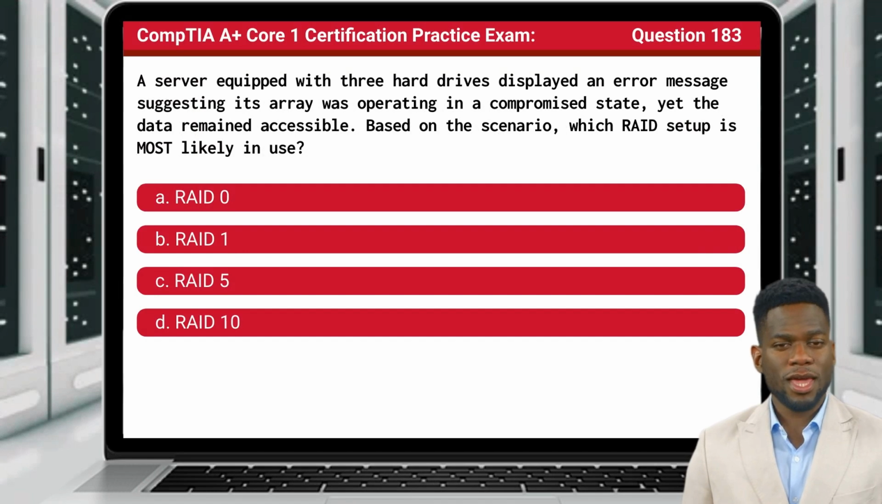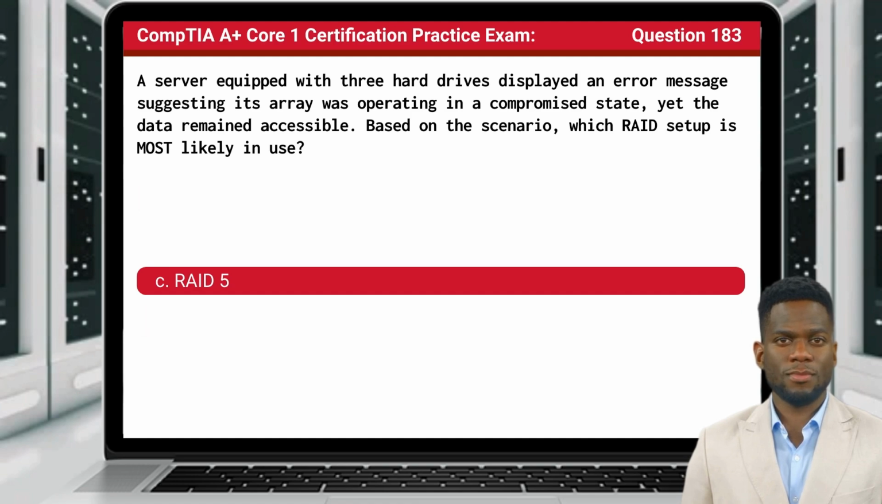Question 183. A server equipped with 3 hard drives displayed an error message suggesting its array was operating in a compromised state, yet the data remained accessible. Based on the scenario, which RAID setup is most likely in use? The answer is C, RAID 5.